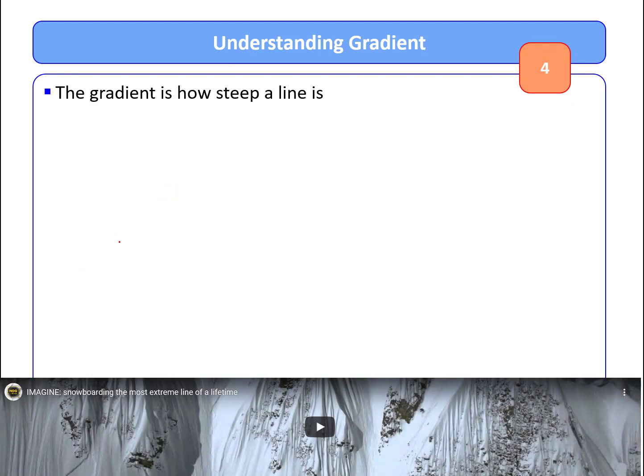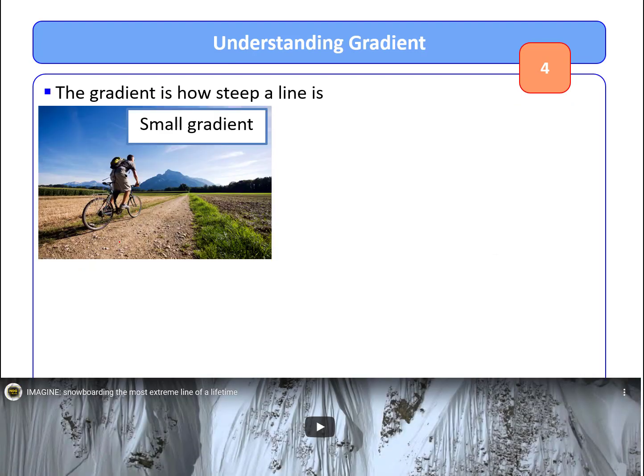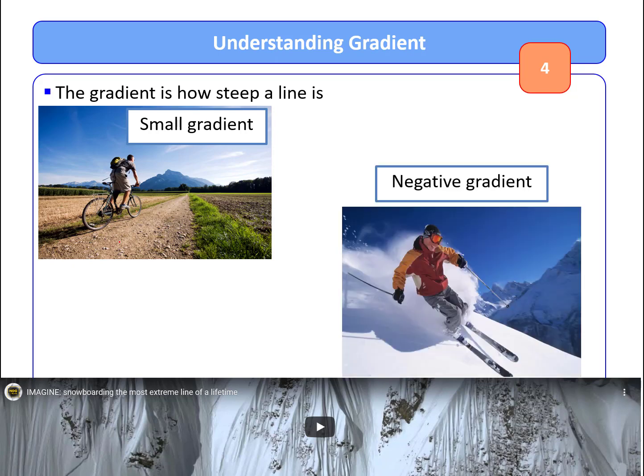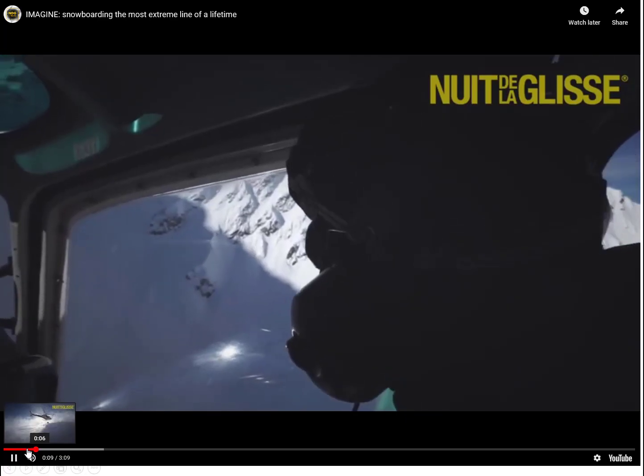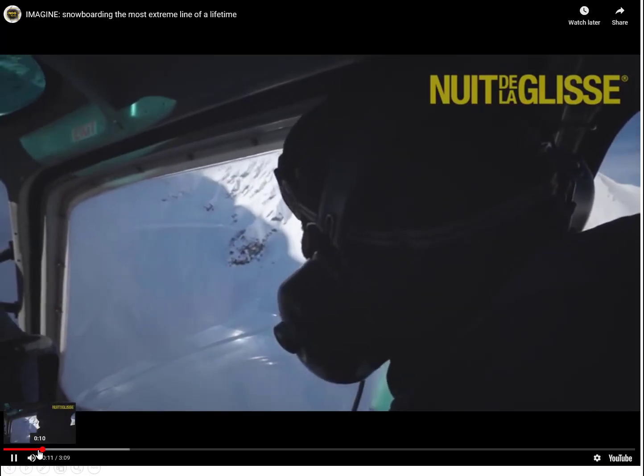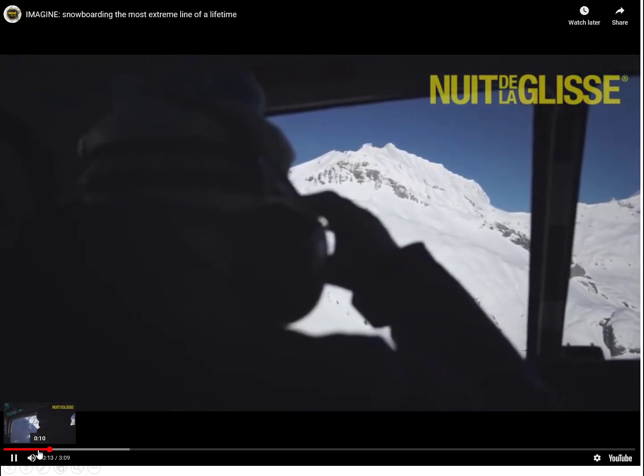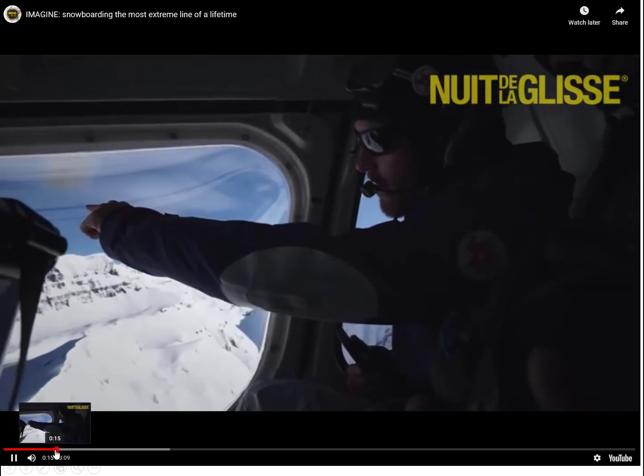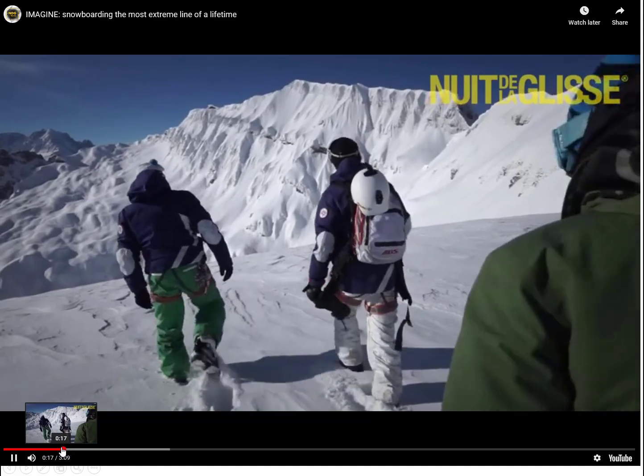The gradient is how steep a line is. Small gradient, if that's going slightly uphill, that's going to be a really large negative gradient. You're going down a mountain. It always looks much better in the morning because the way the light hits it, it's just calling to be ridden. Now this is to help you remember, because your brain remembers visuals and sounds.